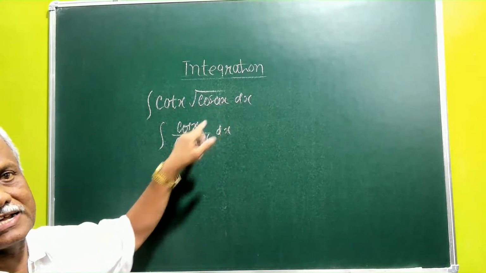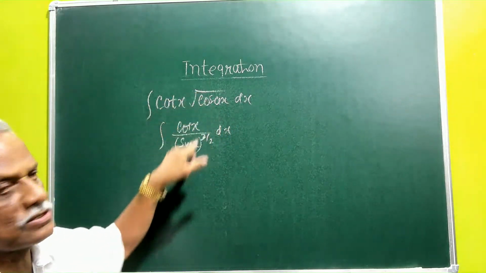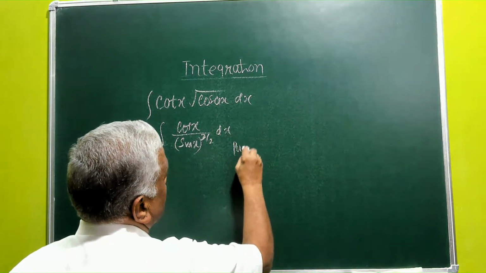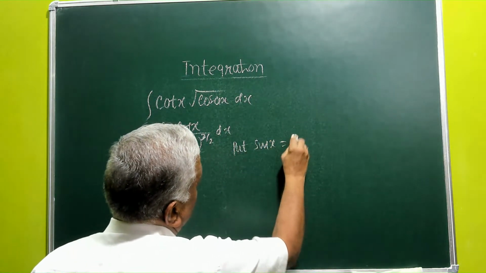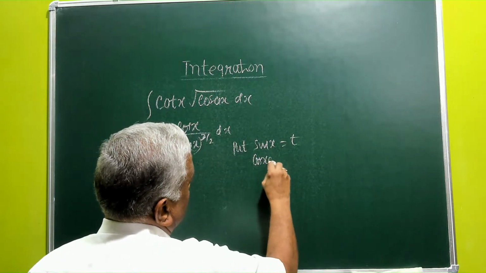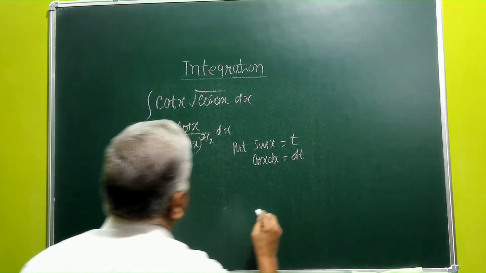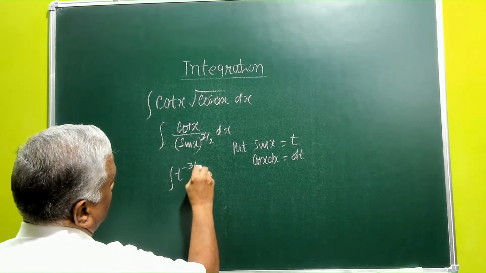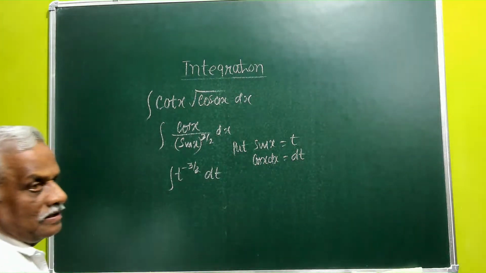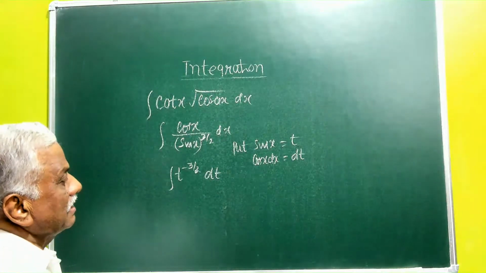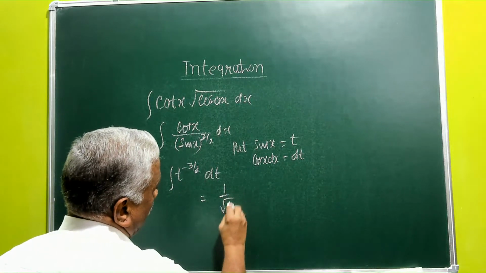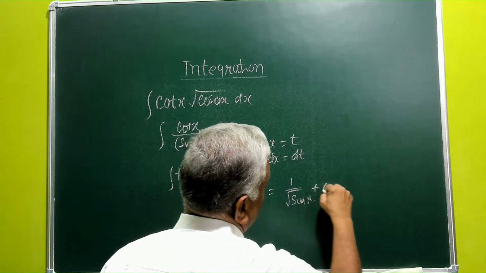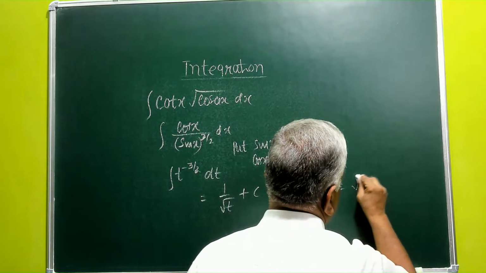How? Root cosecant x will come down, it is 1 over root sin x, and cot x is cos x by sin x. So it is so easy, put sin x is equal to t, cos x dx is dt. So it is t to the power of minus 3 by 2 dt. Minus 3 by 2 plus 1 is minus half, so the answer is minus 1 over root t plus c, that is minus 1 over root sin x plus c, or minus root cosecant x plus c.